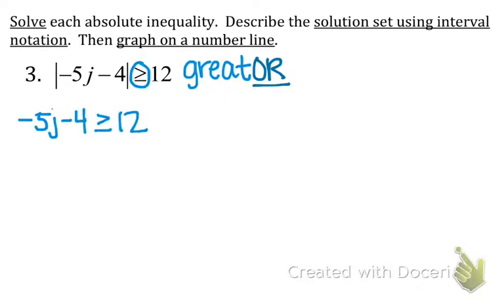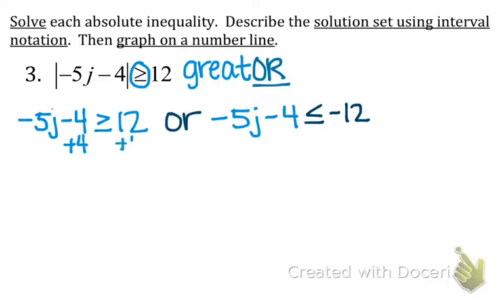So we start with our original, negative 5j minus 4 is greater than or equal to 12. Insert the word or, and negative 5j minus 4. Now we flip the inequality sign and take the opposite of the original, so is less than or equal to negative 12. And now we solve each inequality separately.